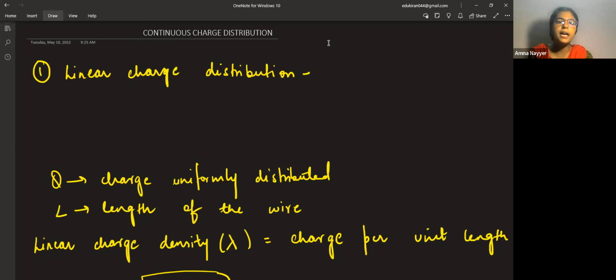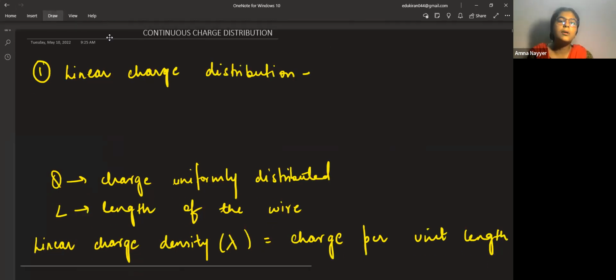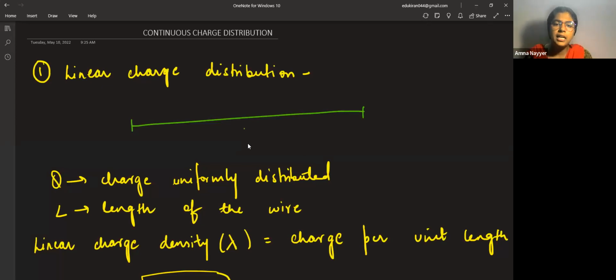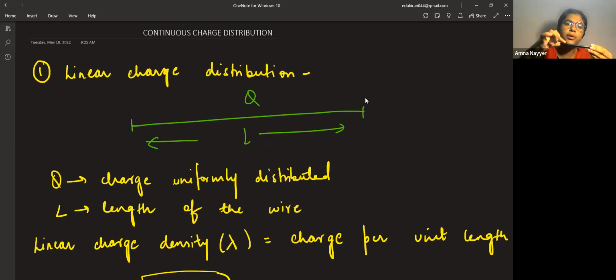So what is meant by a continuous charge distribution? Firstly, we'll talk about linear charge distribution. This is a very easy topic. We'll not waste a lot of time in this. Quickly, we'll try to complete this. Total length is L, charge distributed is Q. So linear charge distribution means on the entire length, when I talk about unit length, how much charge is distributed in 1 meter. Suppose this is 1 meter.